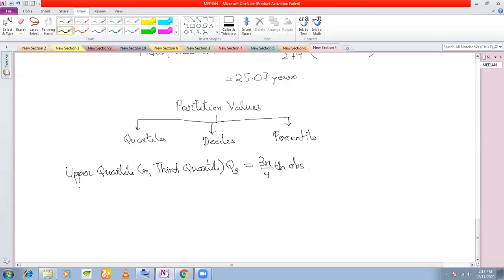Okay. Next is your lower quartile. This is also called the first quartile. Q2. This is the n by 4th observation. N is the total frequency. Okay. Next is the second quartile.